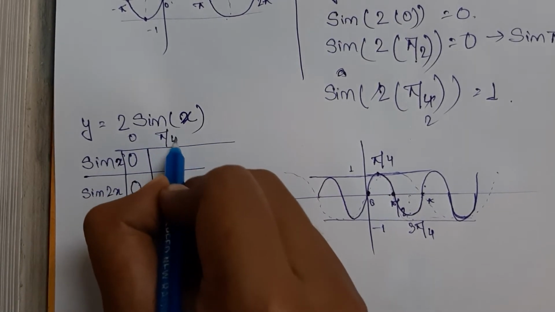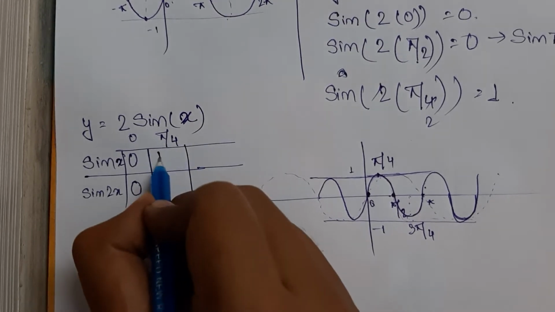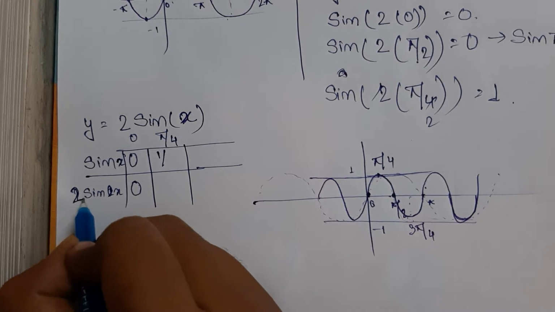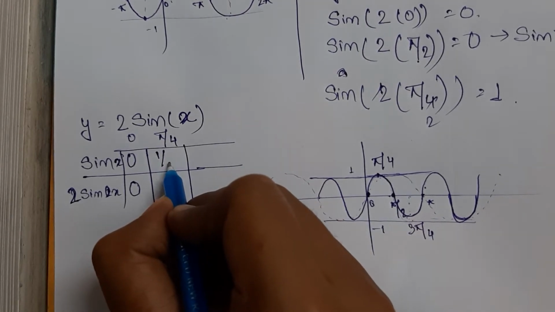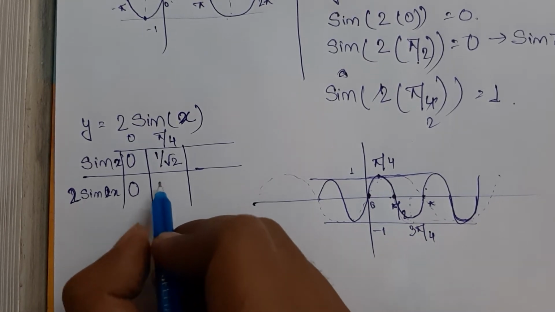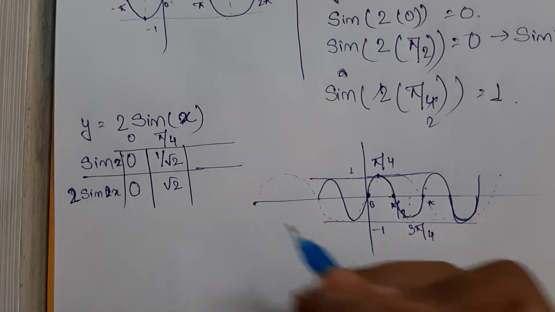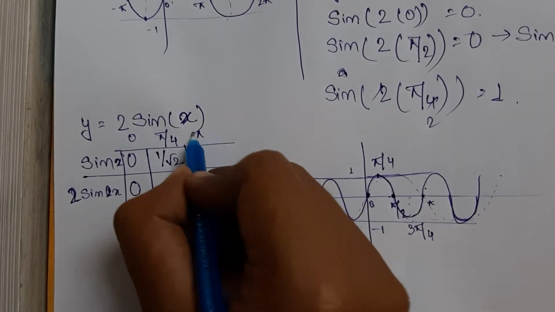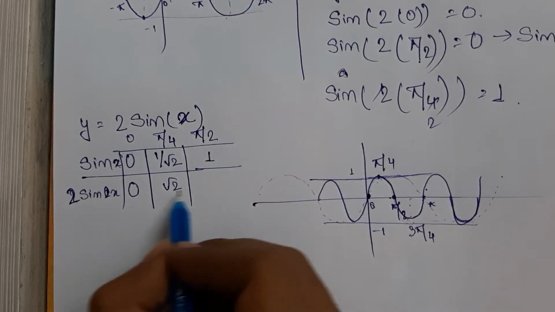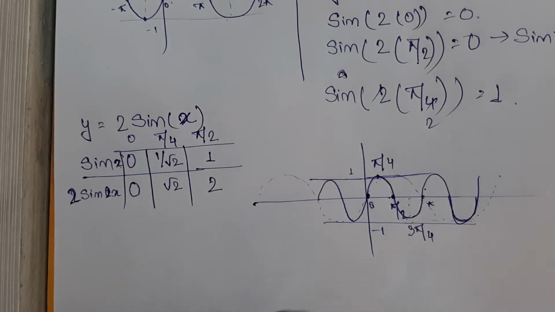When it is 0, it will return 0. When it is pi by 4, what was it earlier? Sorry, it is 2 sin x. Earlier it was 1 by root 2. Now what will it be now? It will be now 2 into 1 by root 2, that is root 2, right? When it is pi by 2, sin x will give 1, and 2 sin x will give 2.